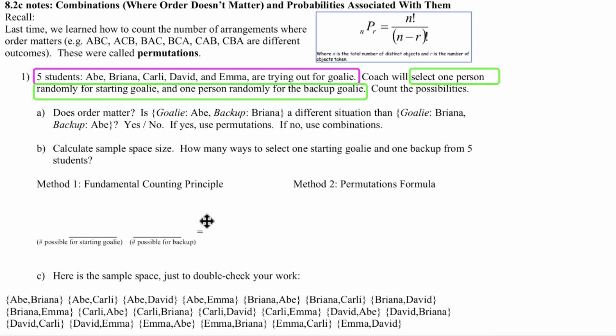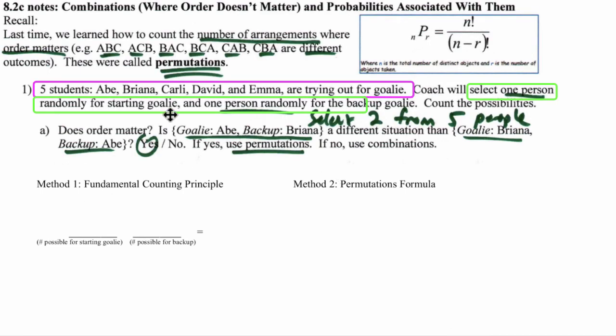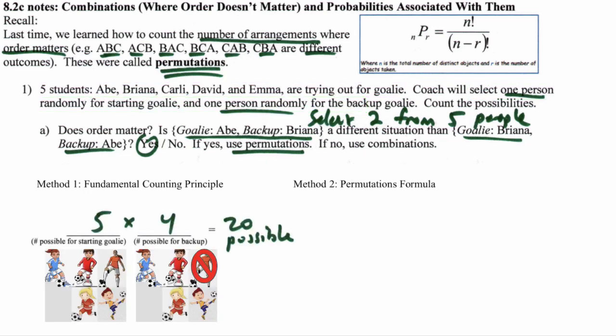Or, anytime you have permutations, you can use the multiplication counting principle, also known as the fundamental counting principle. For that, we just consider how many different possibilities there are for the starting goalie and how many there are for the backup. Here the order matters, so we're using permutations, selecting 2 people from 5. For the fundamental counting principle, I have 5 possibilities for my starting goalie. Once I select one of them, I only have 4 left for the backup. So 5 times 4, there are 20 possible.